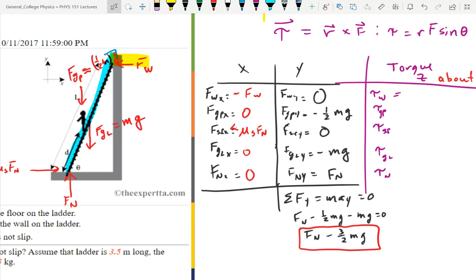What is the perpendicular distance to the force wall from the base? What direction is force of the wall? Quick answer. Horizontal, okay, to the left. So what direction is perpendicular to horizontal? Vertical. So what's the vertical distance from the base of the ladder to that horizontal force wall?